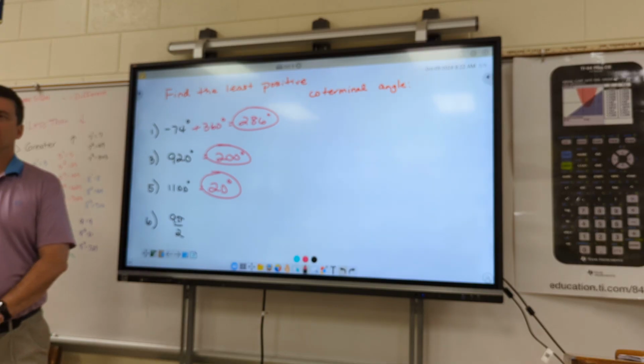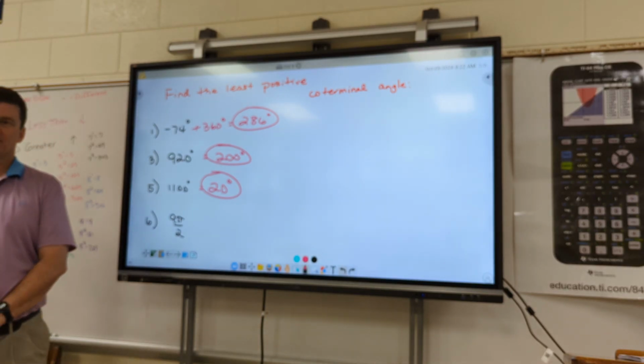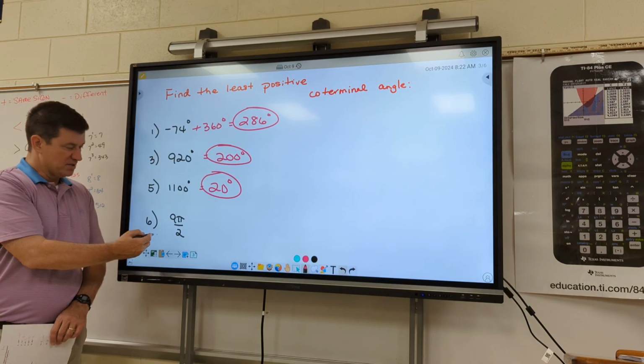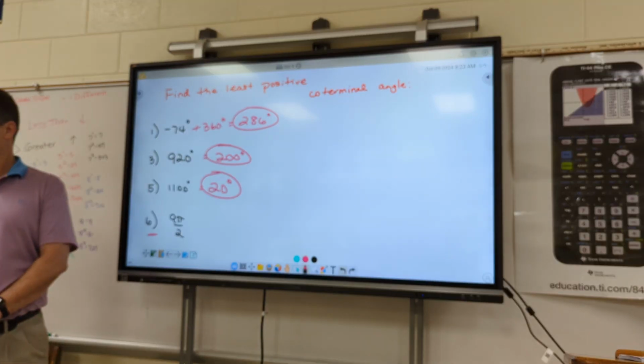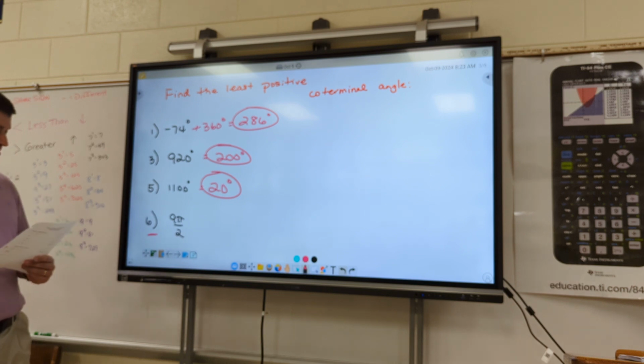So for the right side, I'm going to show you number 6. You just convert it and then just add it. Any question on 1, 3, or 5? All right, look at 6. We're going to do one in the right column now, because the right column has radian numbers. So number 6 says 9 pi over 2.